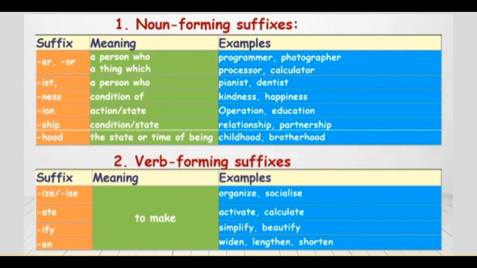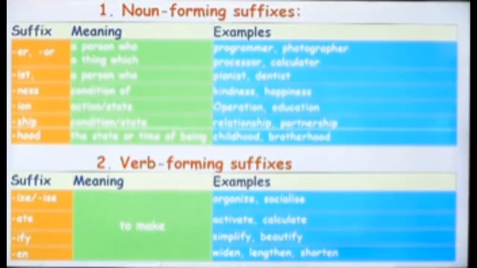IFY, example, the adjective simple becomes simplify. So simple, simplify. Beautiful, beautify. Okay?